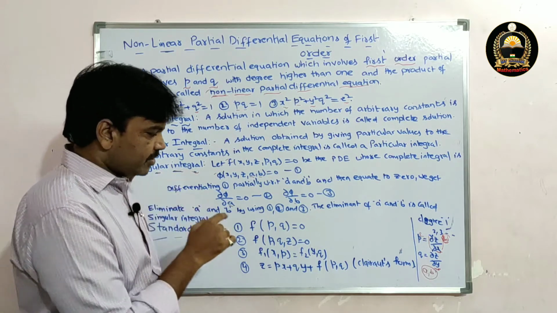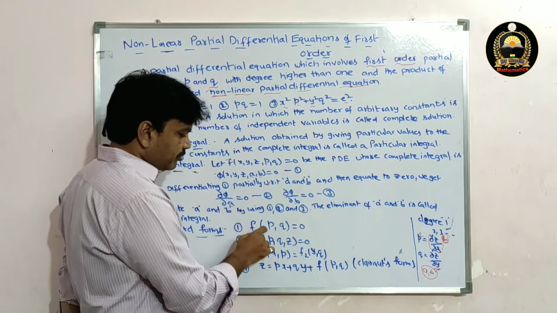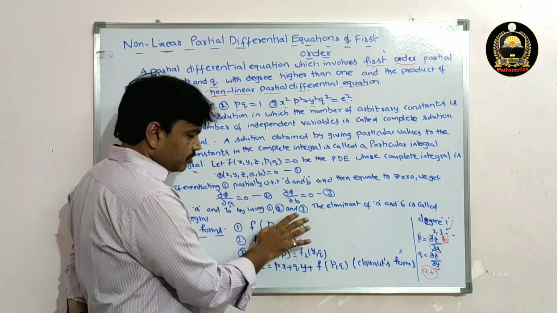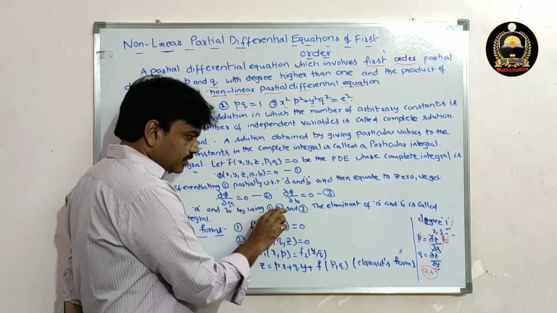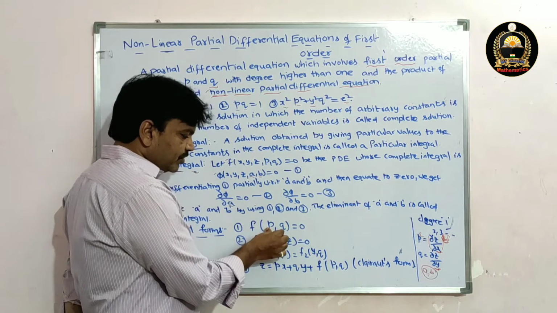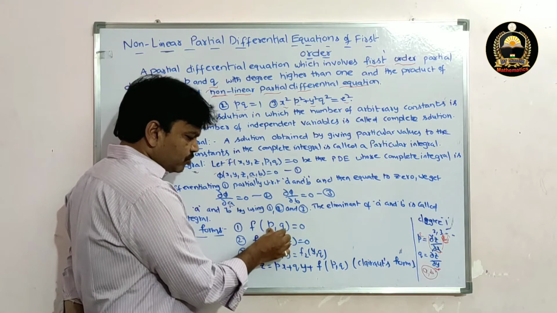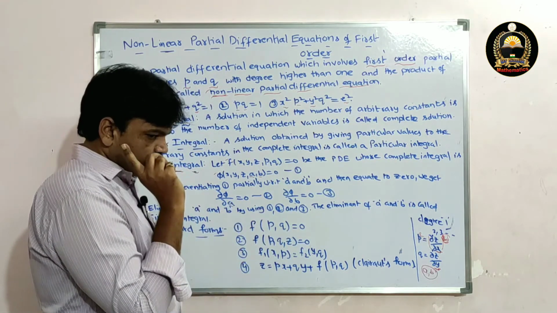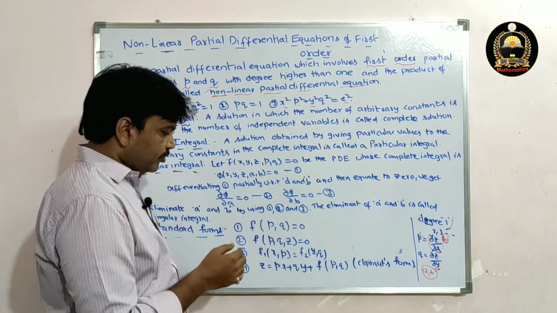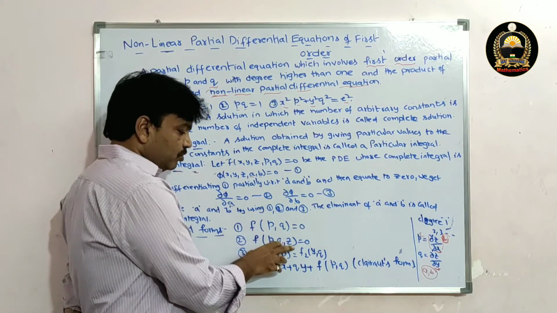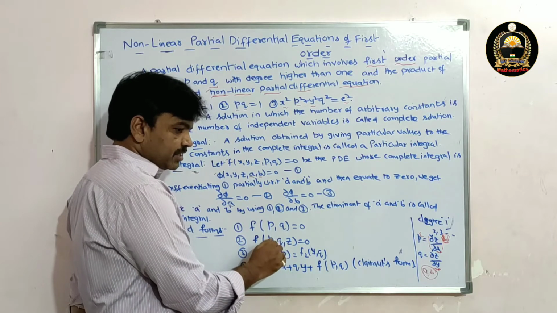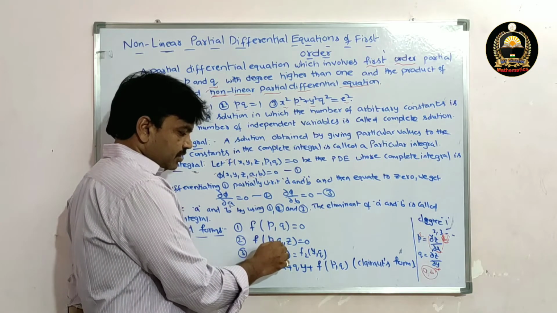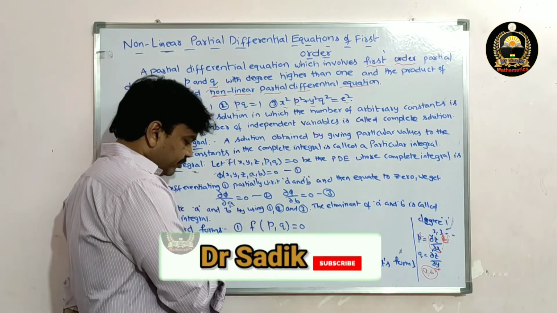The first standard form is f of p comma q equal to 0. That means the equation contains only p and q and is equal to 0. Standard form 2 is f of p, q, z equal to 0. What is the extra term here? z. This is the second standard form, students.